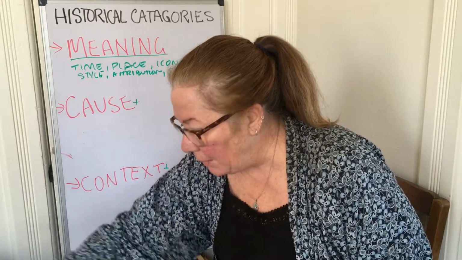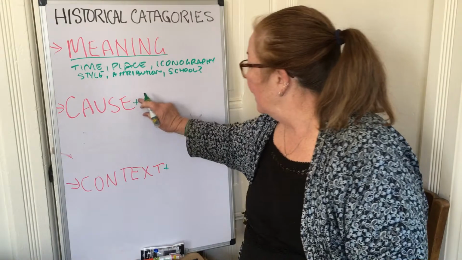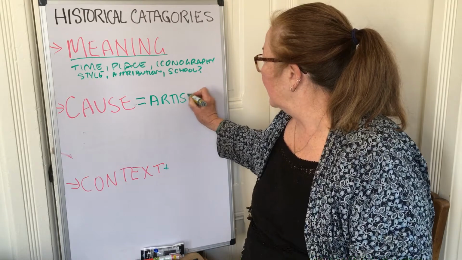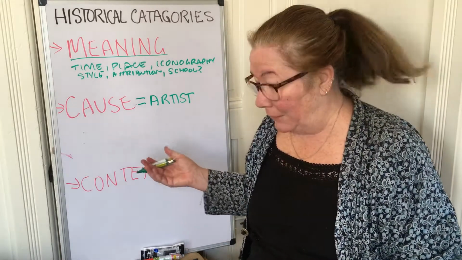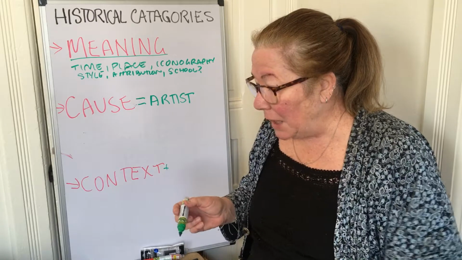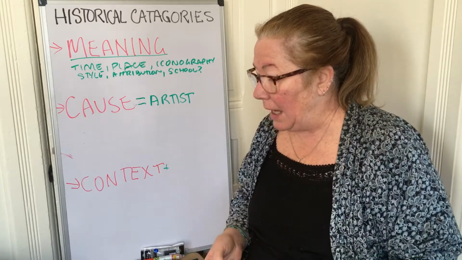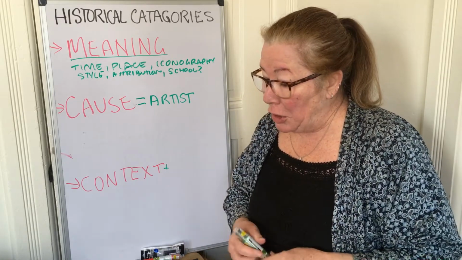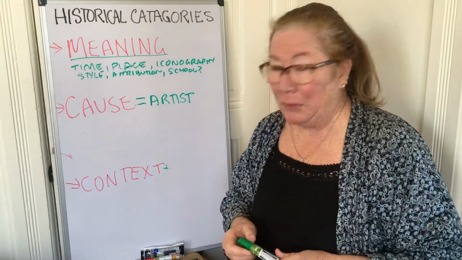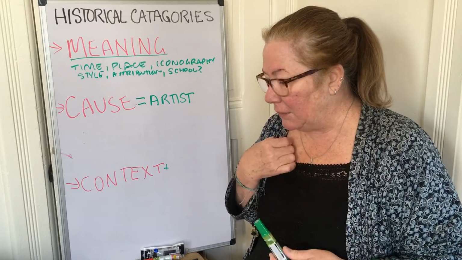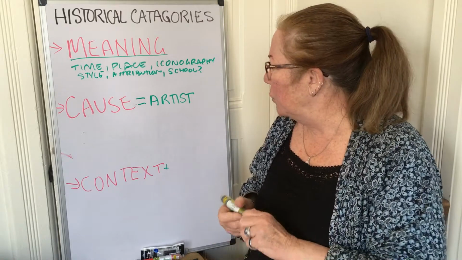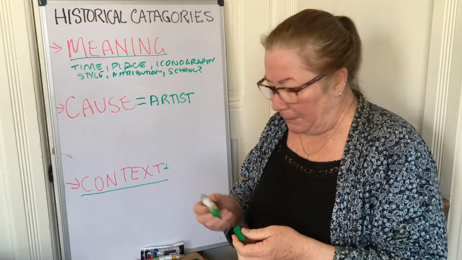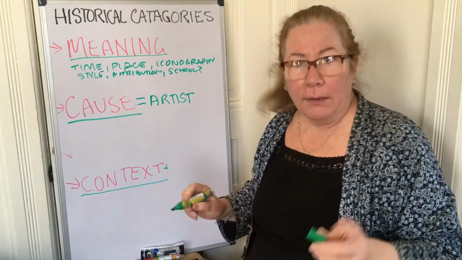So let's talk about the cause. The cause is the artist, right? The artist creates the work of art. So that's the cause. And that used to be the main idea with art history: the attribution of an artwork to an artist, and the artist causing that artwork to be created was the most important part of art history. Now we're a lot more concerned with context, right? We're very concerned with context. The cause is still there, right? We'll talk about that in a sec.